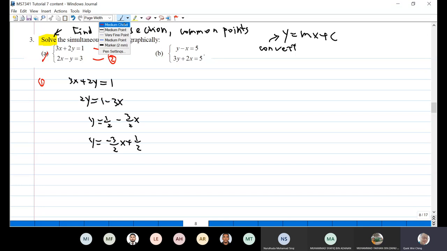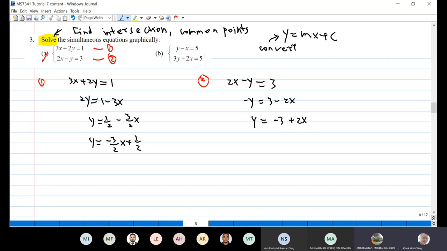Then you look at the second equation, I have 2x minus y equal to 3. I want to convert them to y equal to mx plus c here. So we get minus y equal to 3 minus 2x. Divide both sides by minus 1. And y equal to minus 3 plus 2x here. So y equal to 2x minus 3. Okay, so we have two equations.